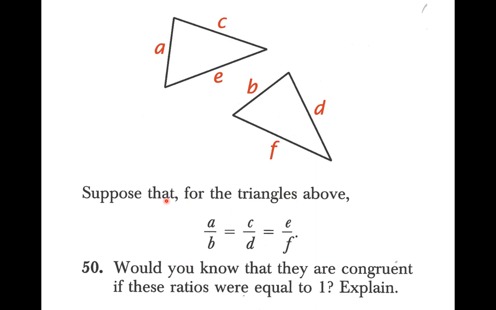Hey, another problem. Suppose that for the triangles above, A over B is C over D is E over F. Those proportions are true. Would you know that they're congruent if those ratios were equal to 1? So again, you substitute this idea into those pictures and then ask yourself and give a reason why or why not.